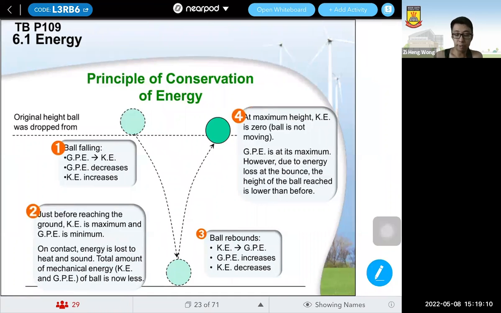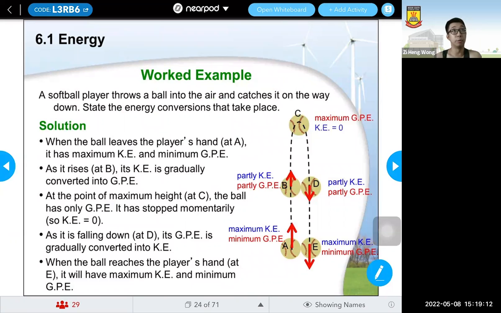Okay, so just one final example before we move on to another new concept. So let's say over here, a softball player throws the ball into the air and catches it on the way down. State the energy conversions that take place. So same thing over here, at the lowest point, when you first threw it, the speed will be the highest. So it has maximum KE and minimum GPE. As it goes up, this KE is converted to GPE, so it slows down all the way to the top.